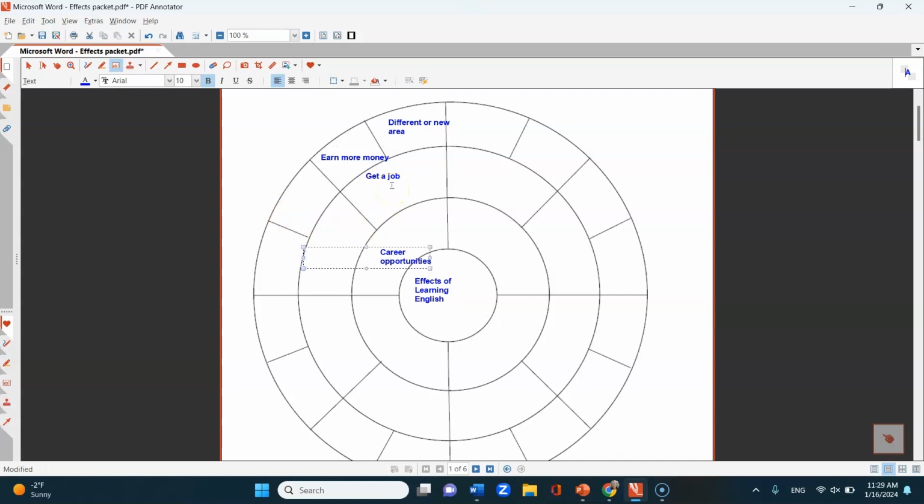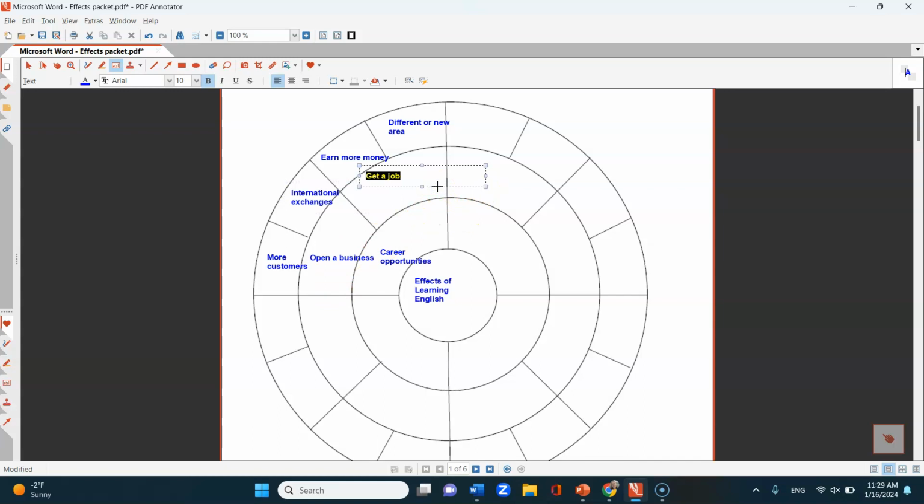Instead of getting a job, I could also open a business or expand my business, okay? When I know English, right? I could do international exchanges, okay? I could have more customers really for my business, right? So you can see that by brainstorming this way about the effects of learning English, first I have a very general point of career opportunities. Then I think of two sort of major points.